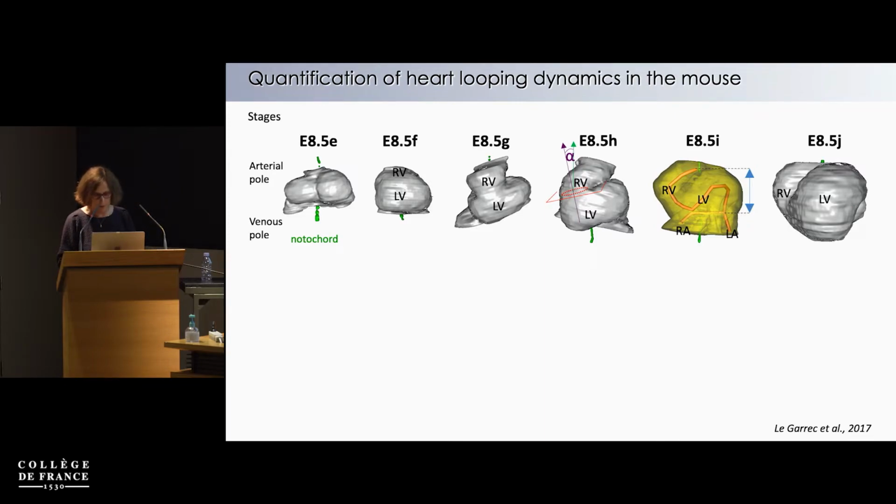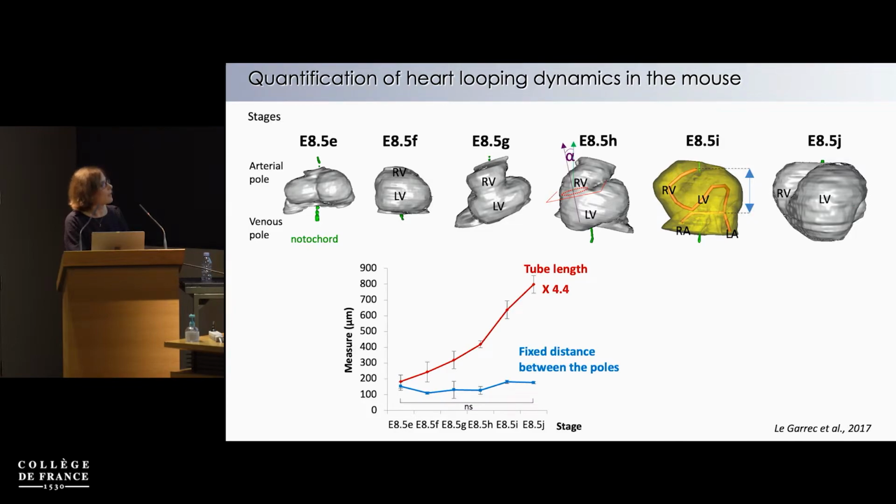And with a physicist's eye, he decided to quantify the elongation of the heart tube, taking the center of gravity of the tube, comparatively with the distance between the poles of the heart, so the arterial pole and the venous pole. And during the course of heart looping, what he observed is that there is a massive increase in the tube length, 4.4-fold, but this occurs at a time when the distance between the poles remains fixed. So this indicates that the tube is growing, but it has no space to elongate.